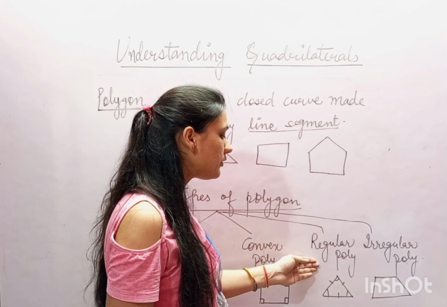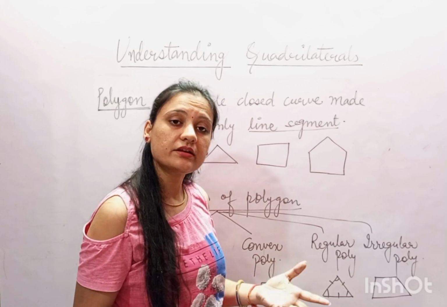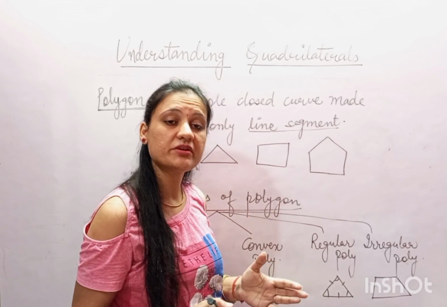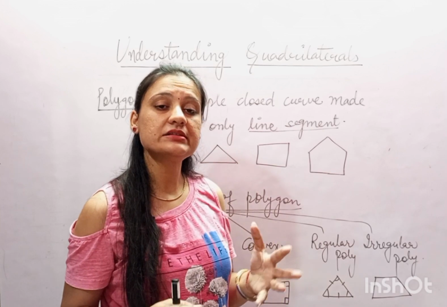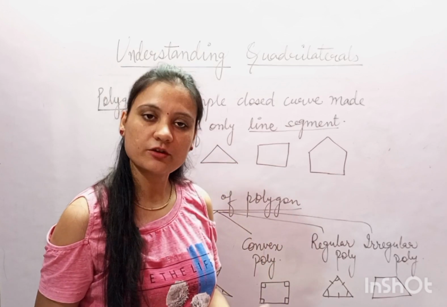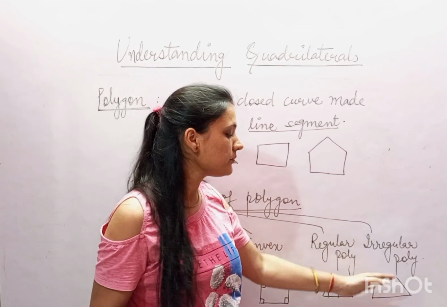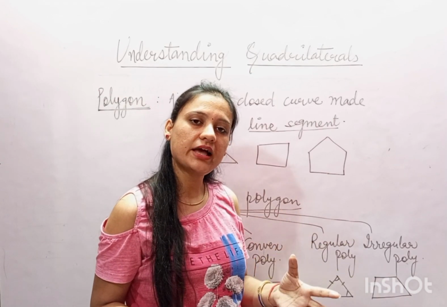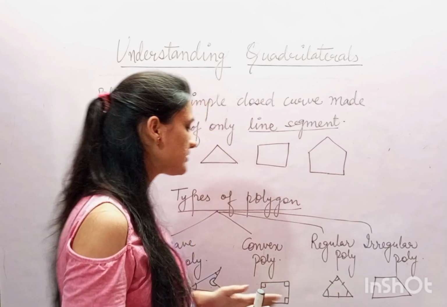Next is regular polygon. The examples are equilateral triangle and square. Why are they regular? Because all sides and the measure of all angles are equal. So when the sides and angles are equal, we call it a regular polygon. Irregular polygon is just the opposite of a regular polygon, in which the measures of all the angles and sides are different, right? I hope you understood this.